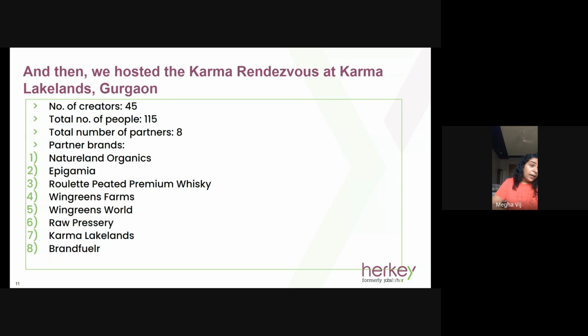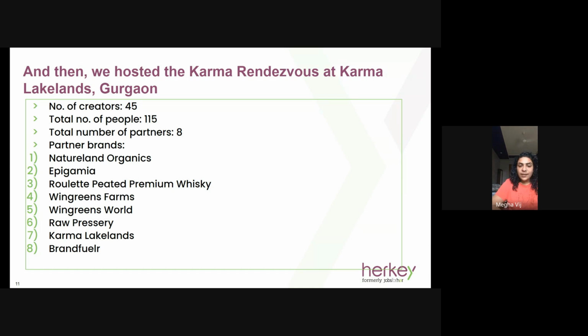So we then reached out to Karma Lakelands in Gurgaon. If you Google Karma Lakelands, it is right between Gurgaon and Delhi. It's in Manesar. It is a very big resort, and it's got multiple restaurants and a lake. It's a beautiful resort. And how I know the owners is because I had done an event with Karma Lakelands while I was working with LDB.